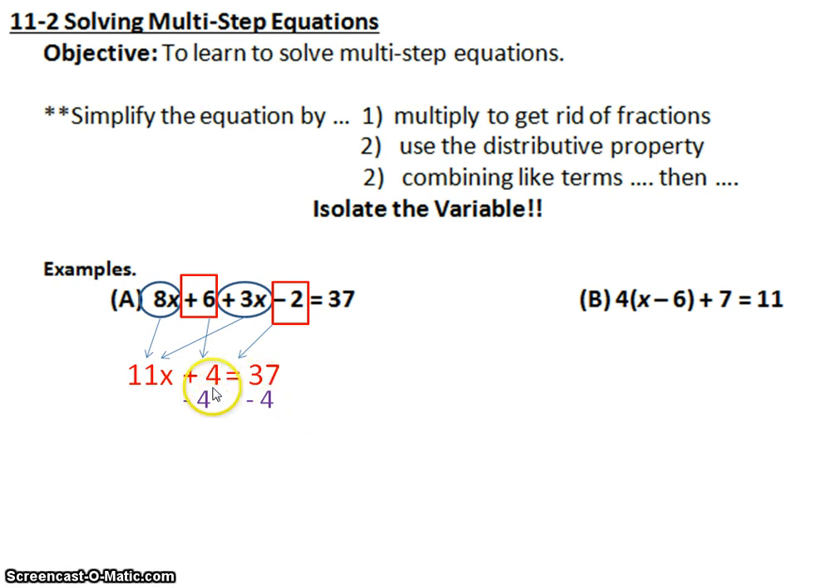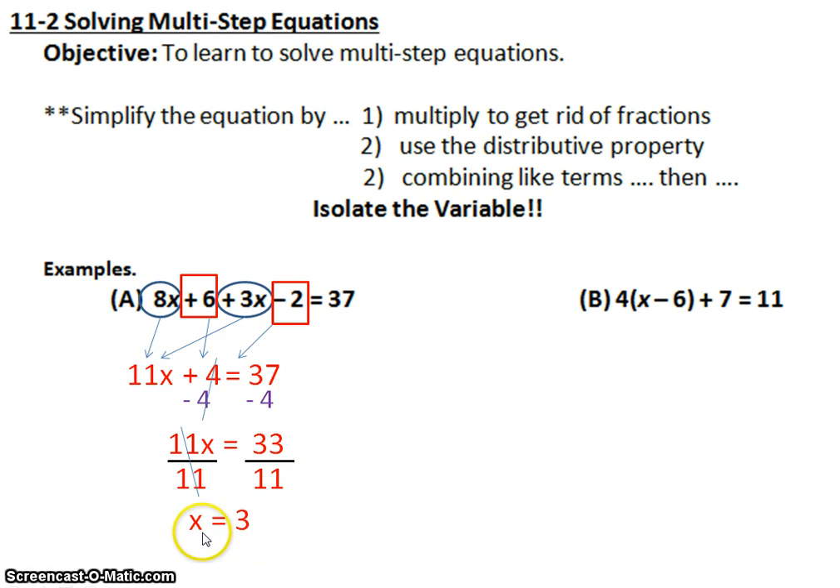Now we're going to simplify. 4 minus 4, that will cancel out. On the left-hand side, I'll be left with 11x. On the right-hand side, I'll be left with 33. X is being multiplied by 11. To undo multiplication, we're going to use the inverse operation of division. So I'm going to divide the left-hand side by 11 as long as I divide the right-hand side by 11. 11 divided by 11, that will drop out. On the left-hand side, I'll have x. On the right-hand side, I'll have 3.